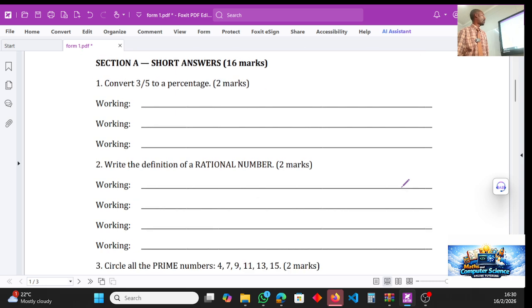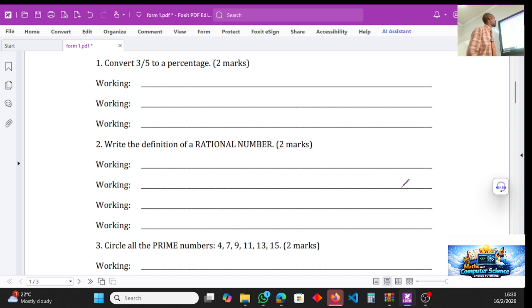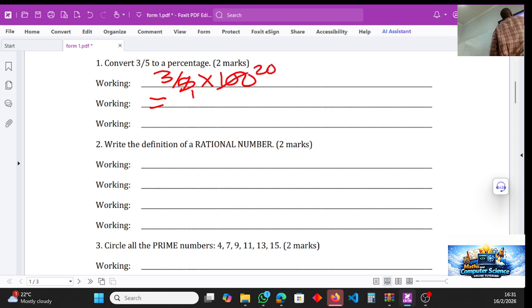We are required here to convert the fraction 3 over 5 to a percentage. So if we are doing that conversion, we'll write our fraction, and because we want to turn it to a percentage, if we divide 5 by 5, it gives us 1. Into 100, that's 20. Then if we multiply 20 by 3, it gives us 60%.